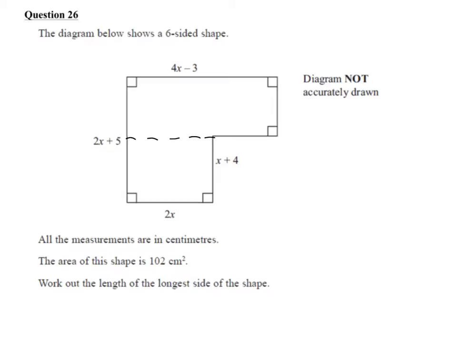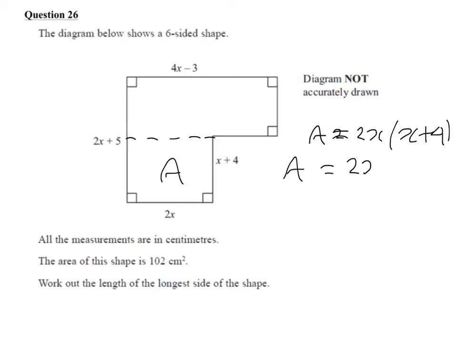And I'll call this rectangle A, so we'll start with the area of A. A will equal 2x times x plus 4. Simply multiply the two dimensions together, so A will equal 2x squared plus 8x.